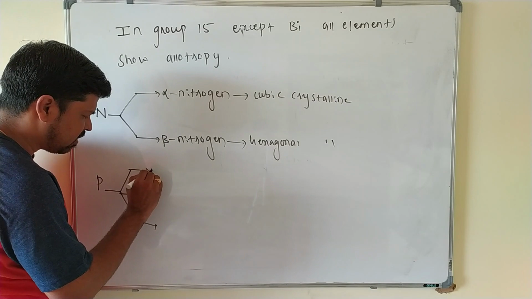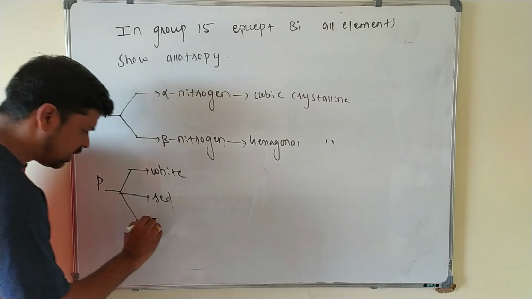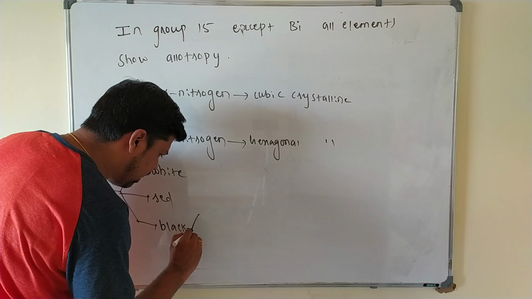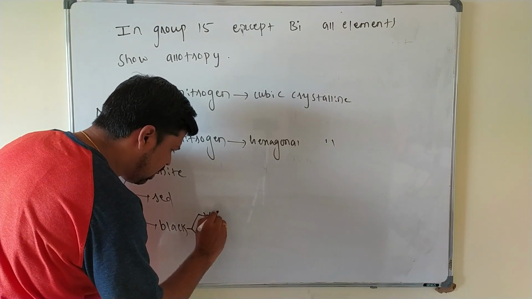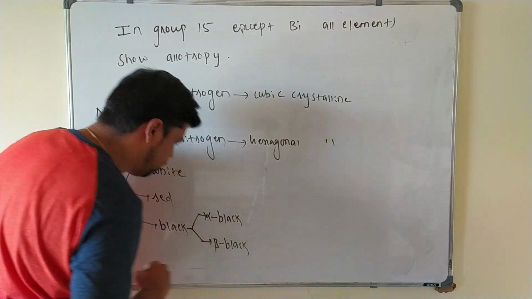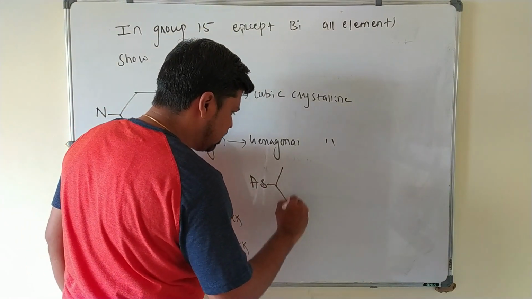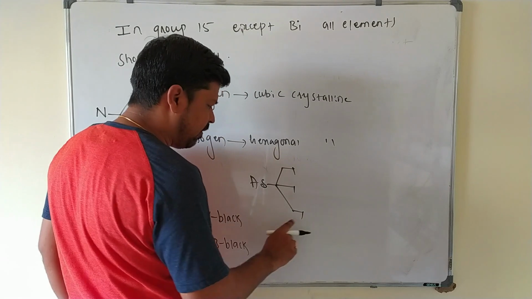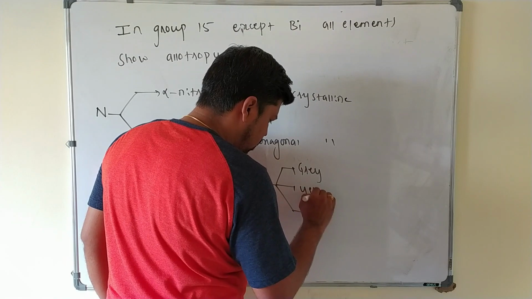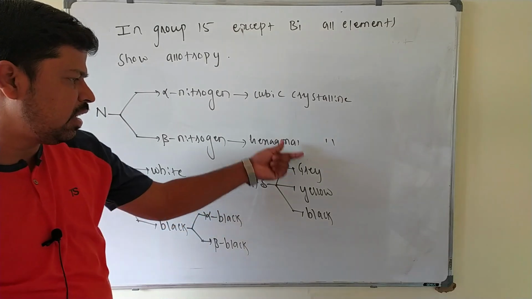Next, phosphorus shows three allotropic forms here. It exists as white phosphorus, red phosphorus, then black phosphorus. In black phosphorus again two forms are there, that is alpha black phosphorus and beta black phosphorus. The next element is arsenic. This also exists in three different allotropic forms, that is gray, yellow and black. So arsenic is present in three allotropic forms.